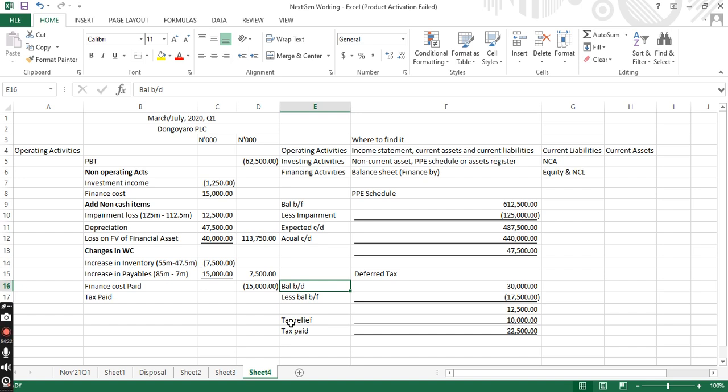Am I right? Yes, sir. So that tax relief, if it is an income, will be on the debit side of your deferred tax, right? So 30 plus 10, that's 40. 40 minus 17.5 gives you 22.5. This is what I'm saying. For those of you who don't understand, please, if you need the T format, just let me know. I'll send it to you.